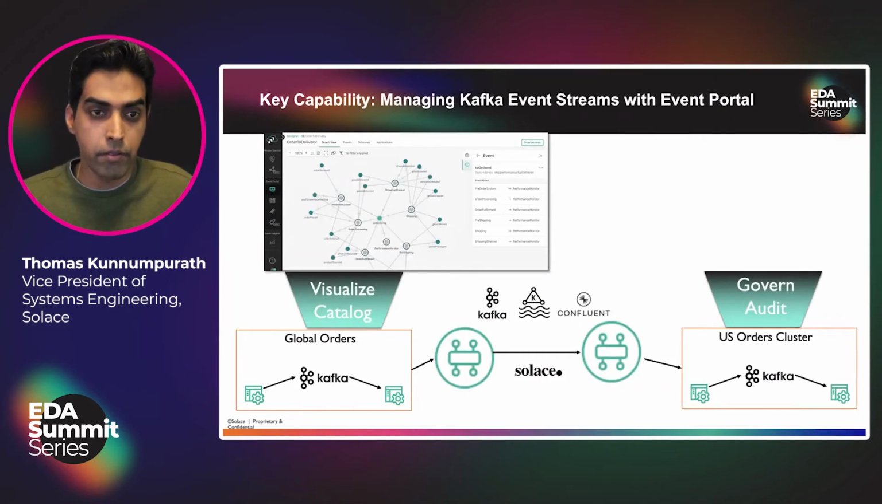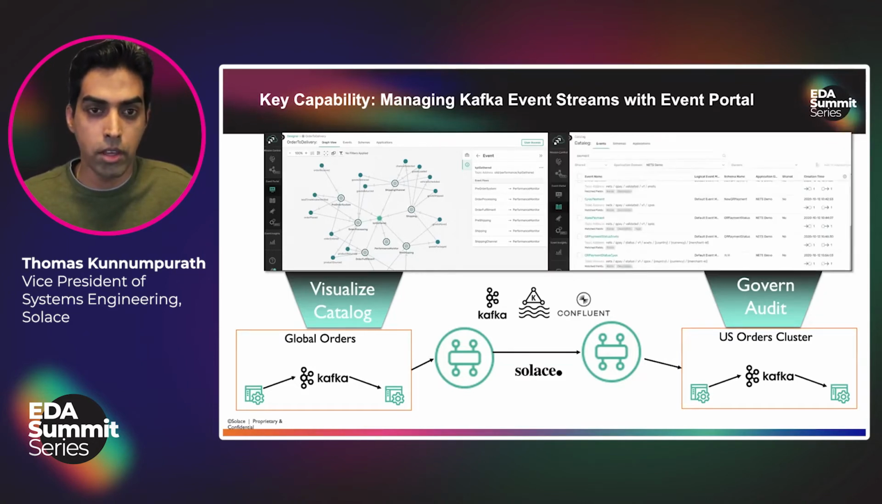Now, another key capability of the Kafka mesh is just managing your event stream. So adopting an event-driven architecture, whether it be with Kafka or any other technology, is easy. Managing it is hard. And so what the management capabilities of the Kafka mesh gives you is the ability to get a visual representation of your event streams and how they connect to each other.